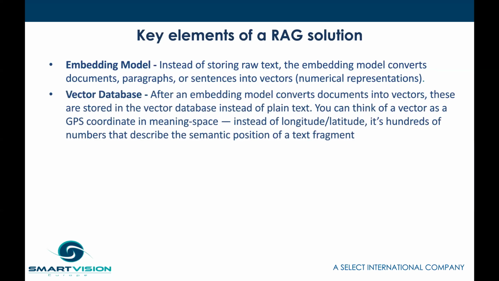And after it's done that, it creates a database. So you'll see the embedding model creating a database, which converts these into vectors. These are stored in a vector database instead of plain text. You can think of the vector database as a kind of GPS coordinate system. Instead of longitude and latitude, it's hundreds of numbers that describe the semantic position of the text fragment. So the embedding model is the method by which it creates these vectors, and the vector database is the resulting collection of values that represent the relationships between each of the concepts in the many documents or data that you've uploaded.